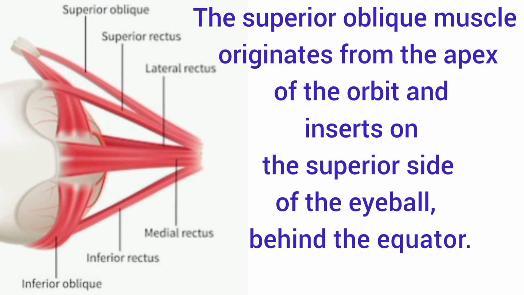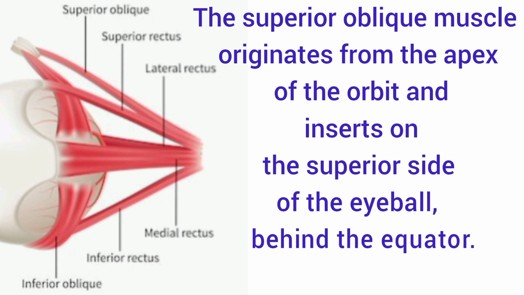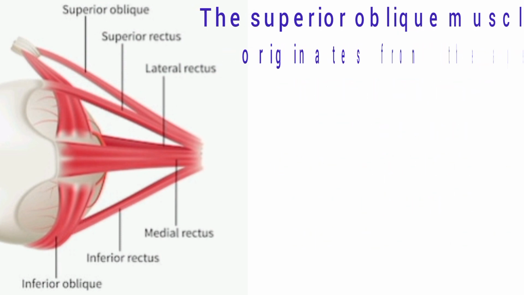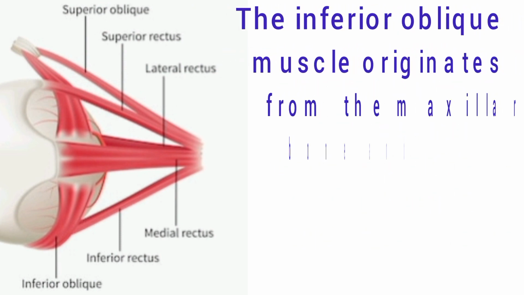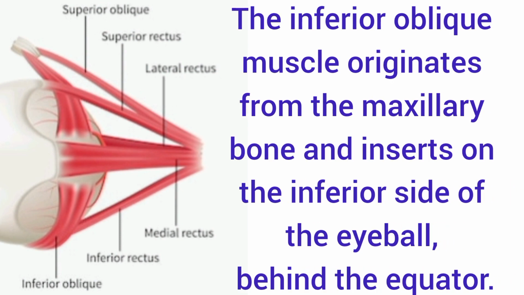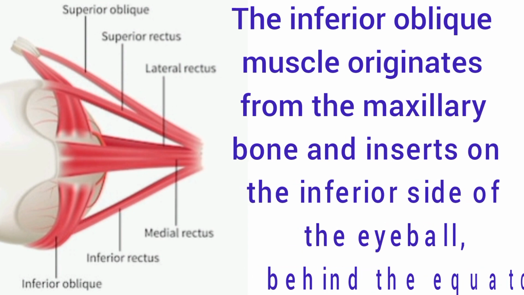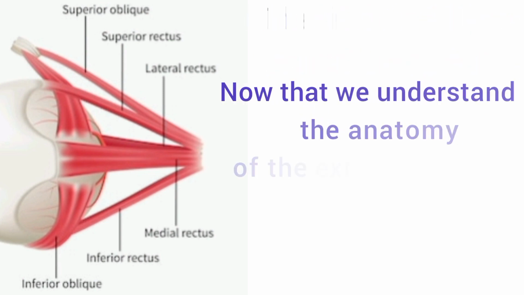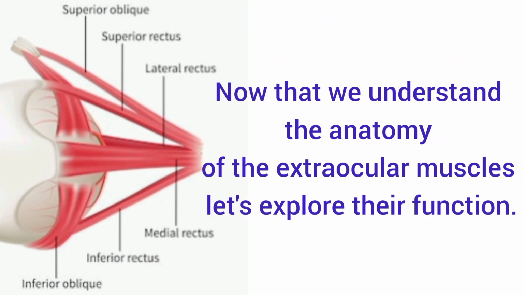The superior oblique muscle originates from the apex of the orbit and inserts on the superior side of the eyeball behind the equator. Let's go ahead to talk about the next muscle, which is the inferior oblique muscle. The inferior oblique muscle originates from the maxillary bone and inserts on the inferior side of the eyeball behind the equator. So now that we understand the anatomy of the extraocular muscles, let's explore their functions.